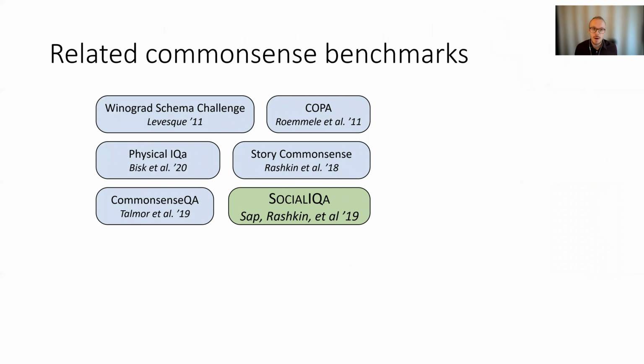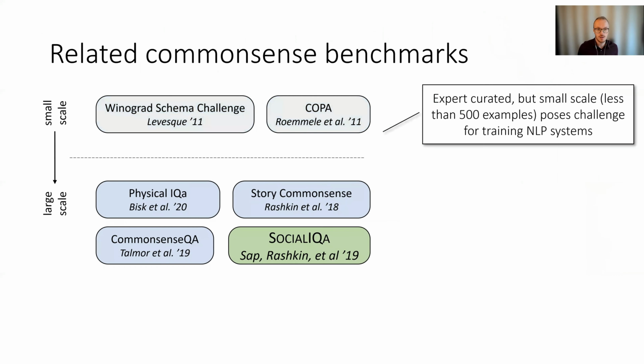As some brief background, this is related to a variety of other common sense benchmarks. For example, in contrast to the well-known Winograd Schema Challenge or COPA benchmarks, which are expert curated and small scale, with fewer than 1,000 examples, and which can pose challenges for training NLP systems, SocialIQA is much larger scale.